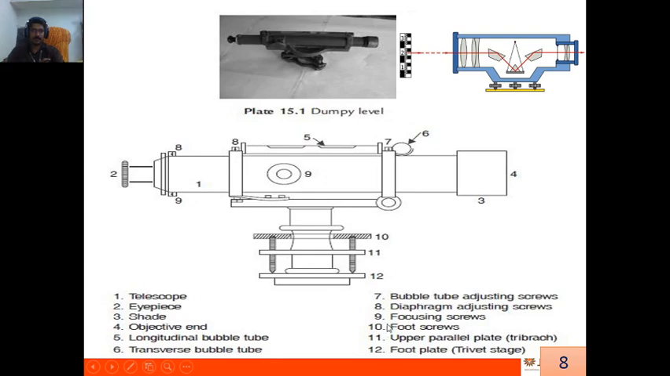10 is the foot screws. In the cross section you are able to see only 2, but actually there will be 3 foot screws, right? Telescope, eyepiece, objective end, right? So these are the foot screws. Upper plate, tribrach arrangement. The foot screws and the top portion of the telescope to the bottom portion of the dumpy level are balanced by this tripod, upper plate, level, tribrach arrangement. The bottom one is the foot plate where the total thing is balanced, right?